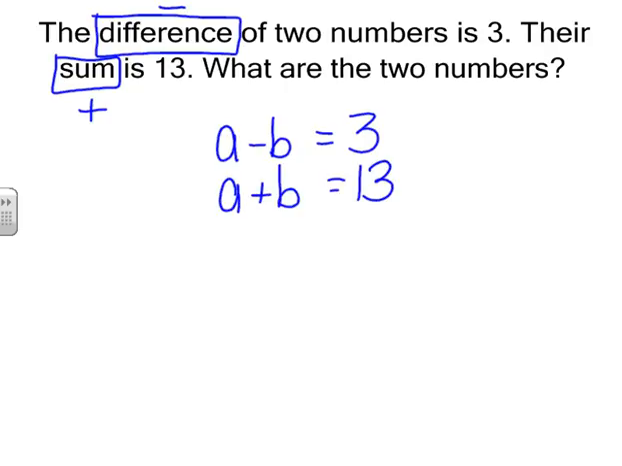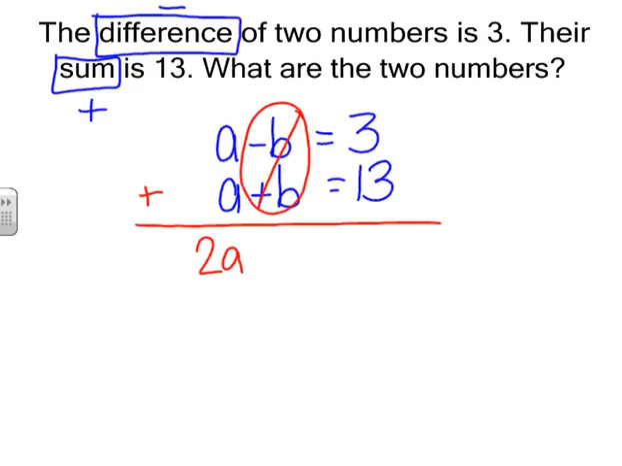Now again, I could graph these, I could use substitution. Since we've only seen one example of elimination, let's use that. So I'm going to add the two equations together. 1a plus 1a is 2a. Negative b plus b is a 0 pair. And 3 plus 13 is 16. Divide by the coefficient, and we get a equals 8.